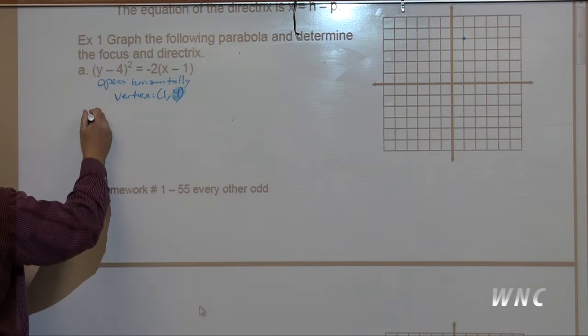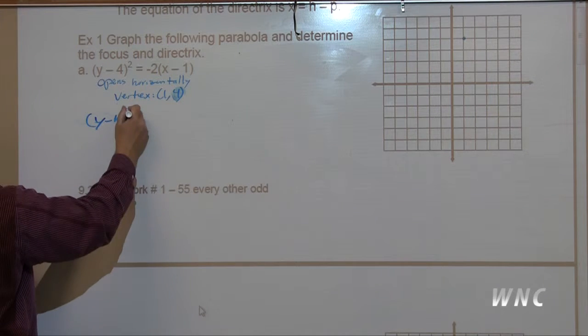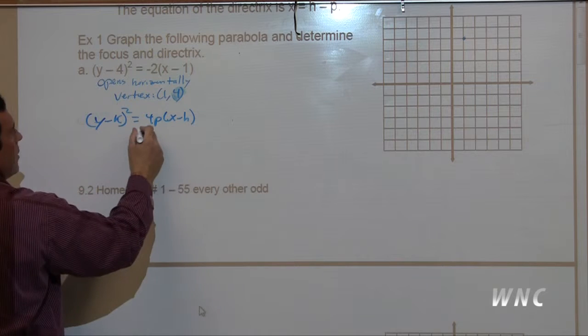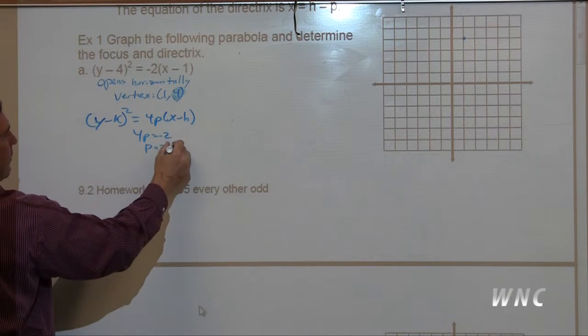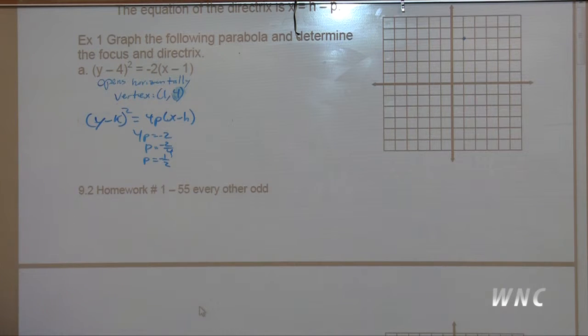I recall it should be x, no, it's y. (y minus k) squared equals 4p times (x minus h). So 4p is negative 2. p must be negative 2 over 4. p is negative 1/2. That means it'll open to the left.